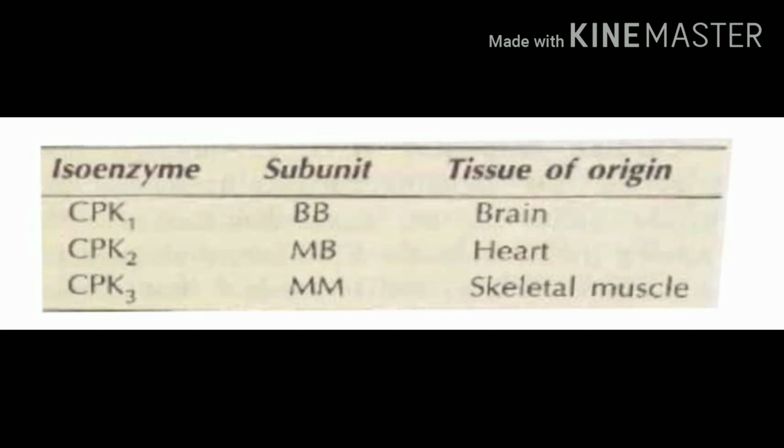Now the types of CPK enzyme, their subunits and tissue of origin are given in a table. That is, CPK1 consists of 2 subunits, both are brain, and the origin is brain. Second is CPK2, which consists of muscle and brain, and the tissue of origin is heart. And third is CPK3, which consists of 2 subunits, both are muscular, and the tissue of origin is skeletal muscle.